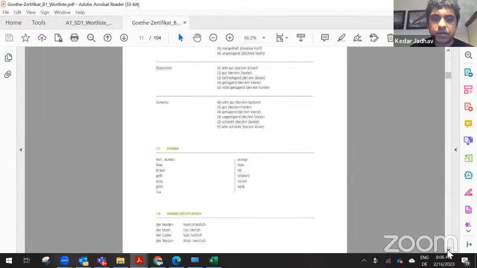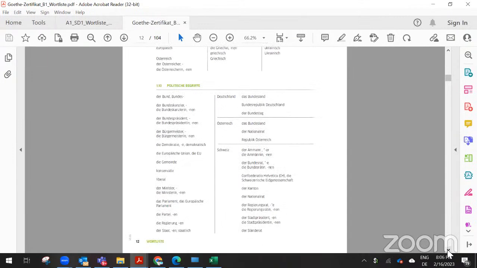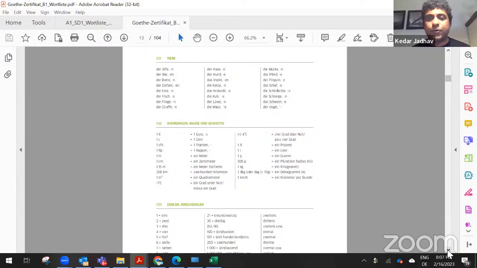I have one question. Yes. This Schulnoten is for the exam points? No, there is nothing from the exam point of view. Understood? Okay. They are giving you B1 vocabulary. Understood. The exam point is nothing. Then they have given you the animals, Tiere, my English is bad. Animals. What is Affe?